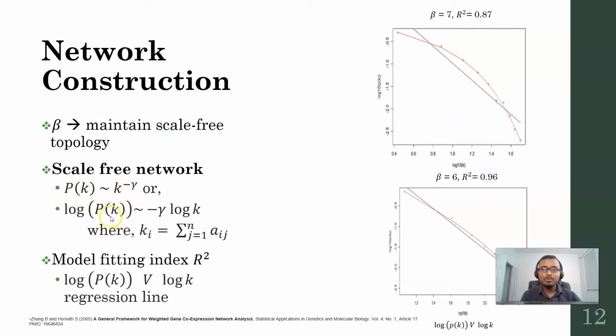And if we apply a logarithm on both sides, we have an approximately linear equation, which we then try to fit using a linear regression. And from the linear regression, we have a model fitting index, R square, which denotes how close it is to the regression line. On the right side, we have two examples using beta values of 7 and 6, and as can be seen, only with beta value 6 the degree distribution is closely related to the regression line, resulting in a higher value of R square. So 6 is the appropriate value for network construction using the soft thresholding method.